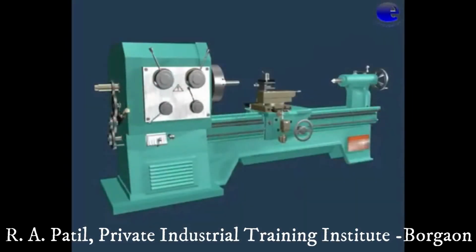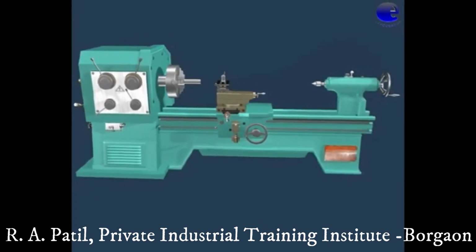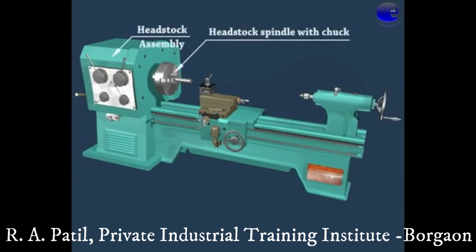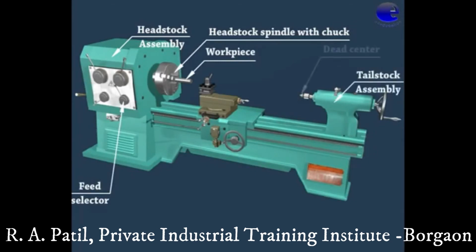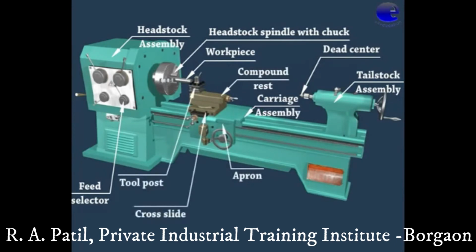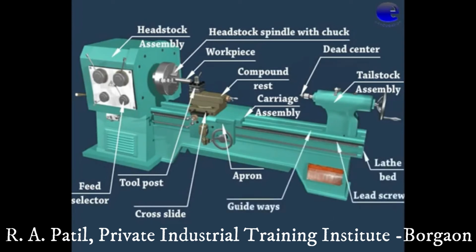Constructional features of a lathe. In this video, we will discuss the construction features of the center lathe. Headstock assembly, headstock spindle with chuck, workpiece, feed selector, tailstock assembly, dead center, carriage assembly, compound rest, apron, cross slide, tool post, lathe bed, guideways, lead screw, feed rod.